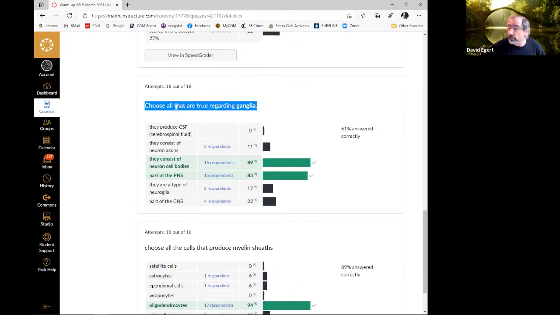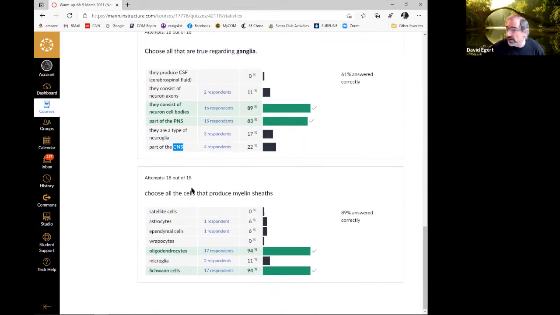Choose all true regarding ganglia, neuron cell bodies in the PNS. That is correct. They're definitely not glia or the CNS. And again, back to myelin. We have oligodendrocytes in the CNS, Schwann cells in the PNS. So that is that.